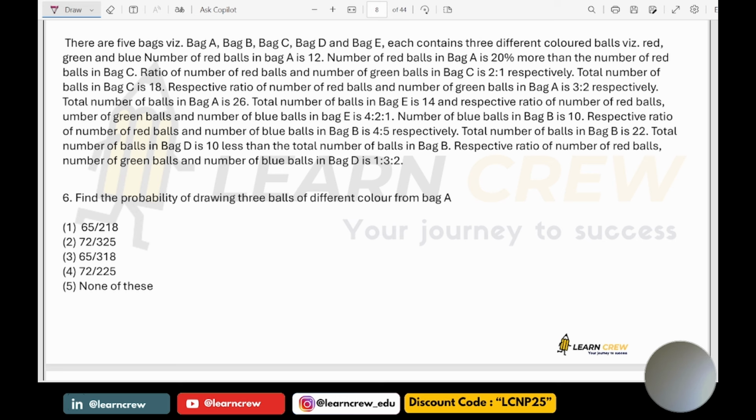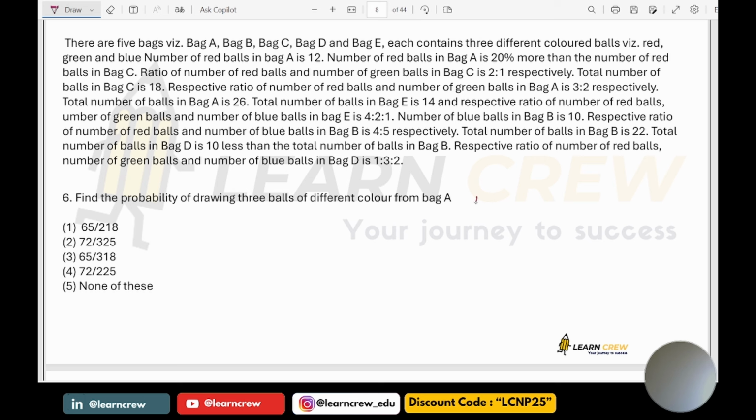Total number of balls in bag E is 14 and the respective ratio of number of red balls, number of green balls and number of blue balls in bag E is 4:2:1. Number of blue balls in bag B is 10. Respective ratio of the number of red balls and number of blue balls in bag B is 4:5. Total number of balls in bag B is 22. Total number of balls in bag D is 10 less than total number of balls in bag B. Respective ratio of number of red balls, green balls and blue balls in bag D is 1:3:2. Now based on this, we will represent everything in a table.